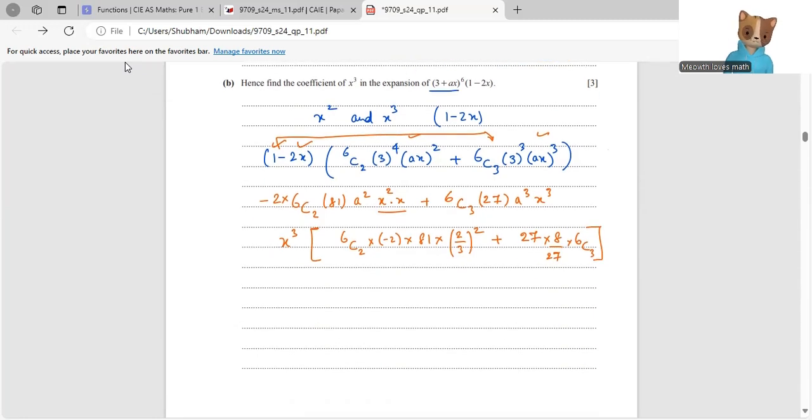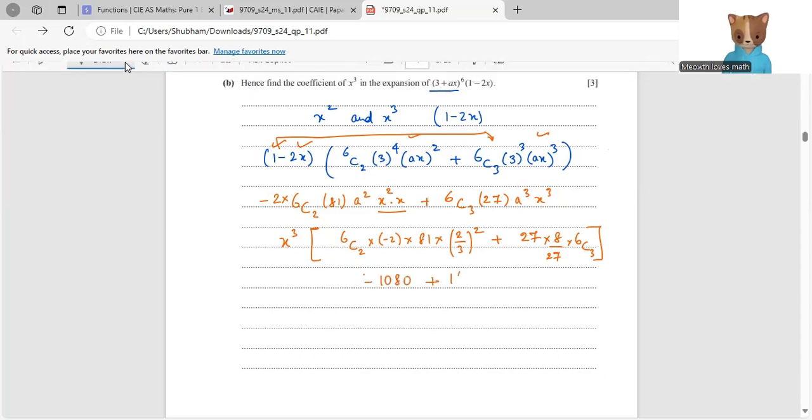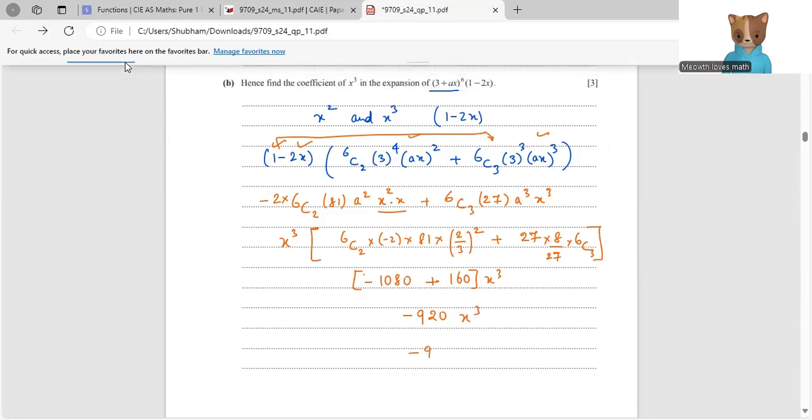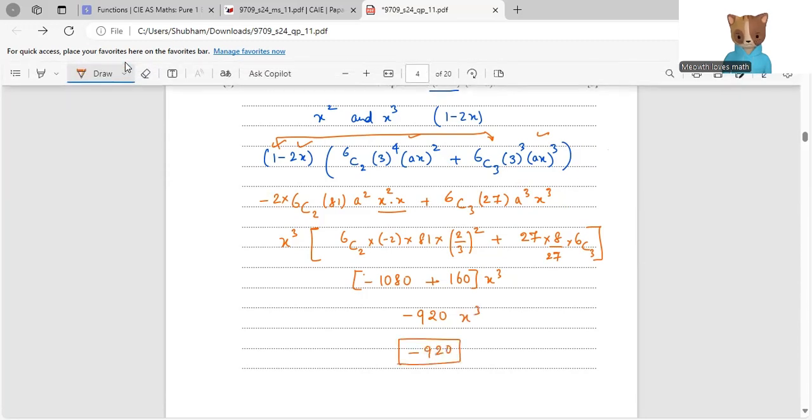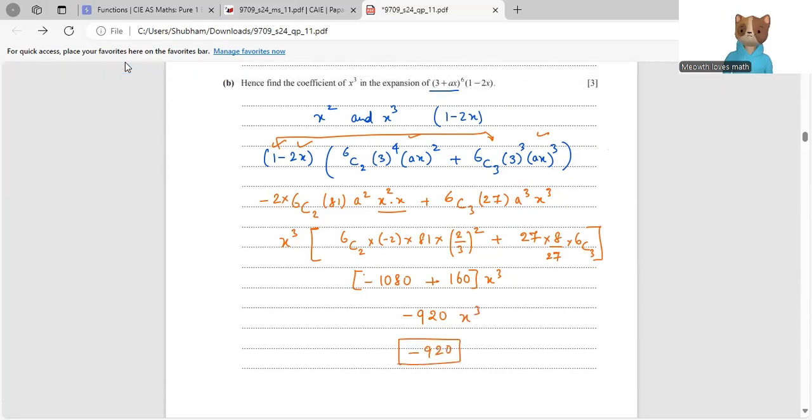So if I add them together, what I'll basically get is something, this is negative, right? So this will eventually give you negative 1080, and this will give you plus 160 multiplied by x cube, obviously. So this answer is negative 920 x cube. So your answer is negative 920. Okay, I hope the concept is clear to you.